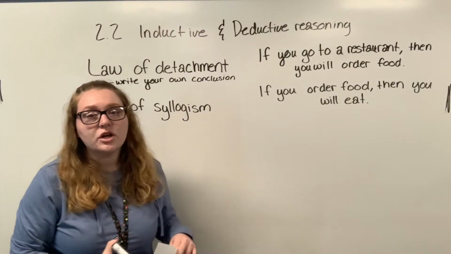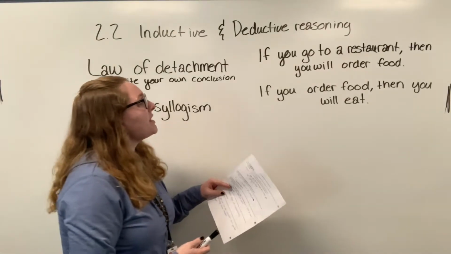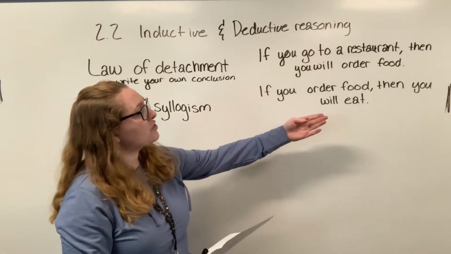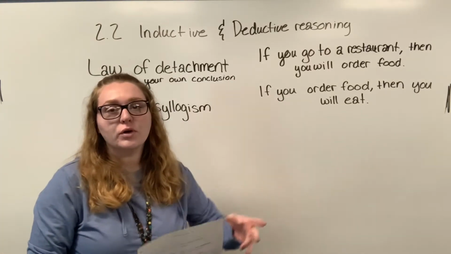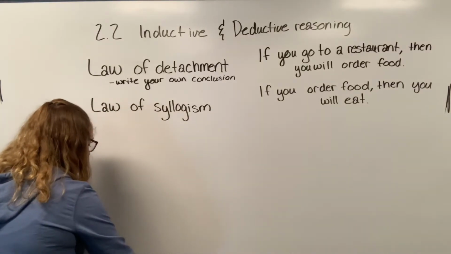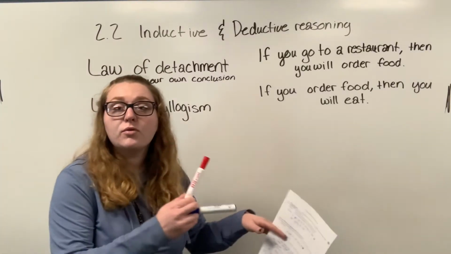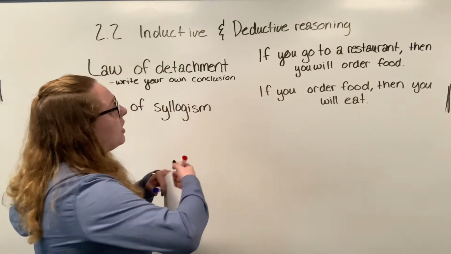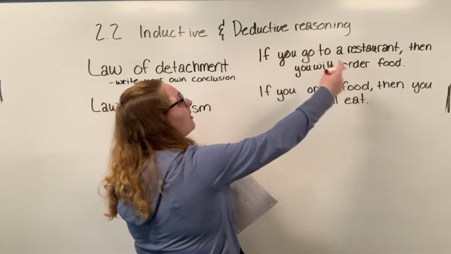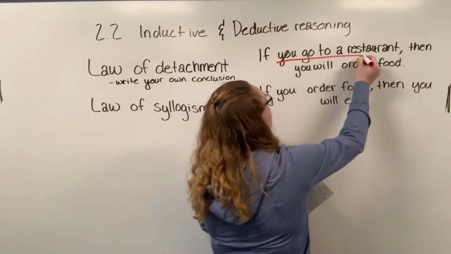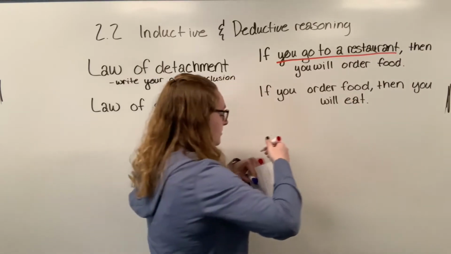Okay, so here's our example. The first statement, that A to B, says that if you go to a restaurant, then you will order food. Okay, so let's underline our hypothesis and conclusion just to see where they are so that we can move from A to B and then B to C, okay? So here, our hypothesis takes place after the if and before the comma. So our hypothesis is you go to a restaurant, okay?